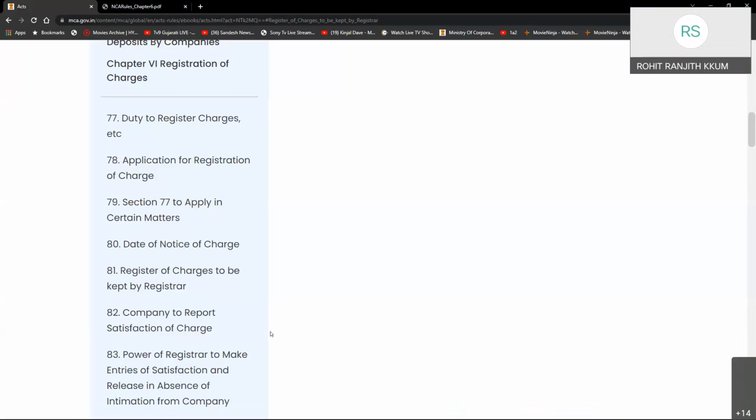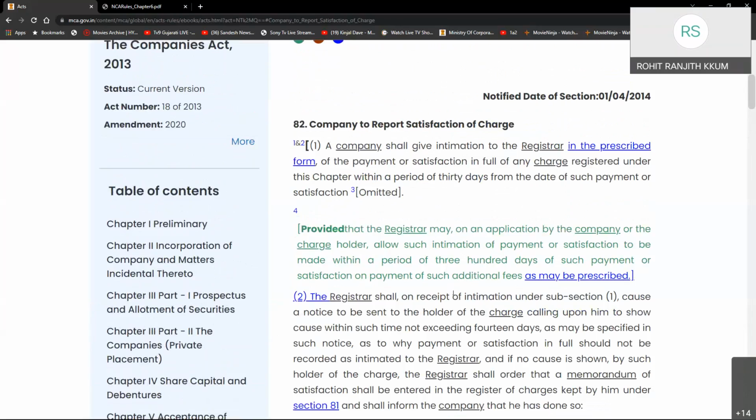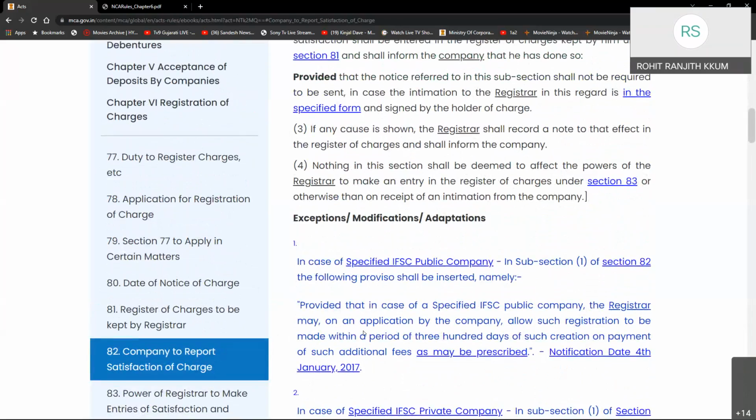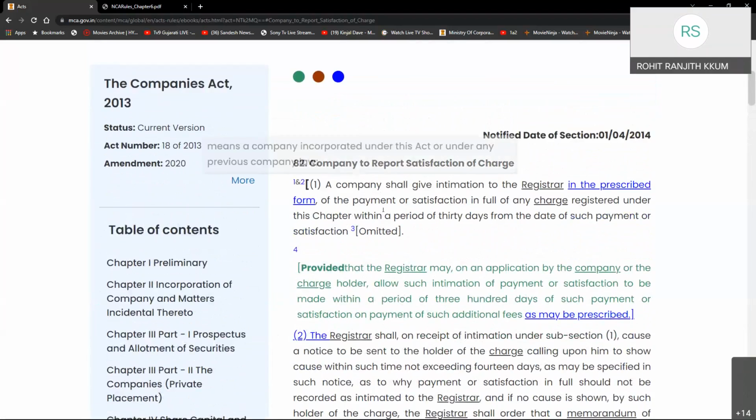So let's see, guys, what section 82 is talking about. Simply, if you look at this, this is the provision about section 82. I hope you can simply see that. So look at what all these green color marks are. Green color represents insertion. Insertion means it is the amendment. Earlier the amendment was not there.